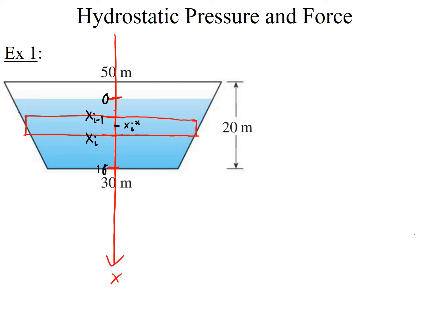So the force on this ith rectangle is rho g dA. Remember, rho and g are just numbers. d is the depth. The depth is going to be xi star. And A is the area of this rectangle. So that's our job now. We've got to figure out the area of this rectangle. And it's going to have an i in it.